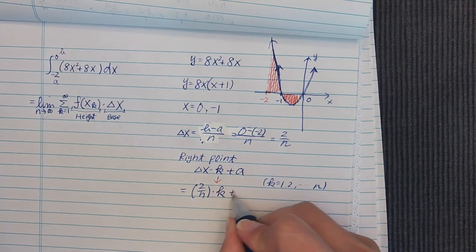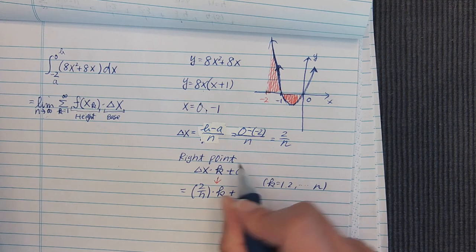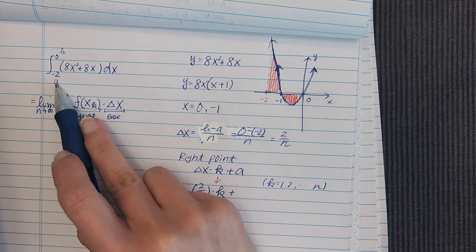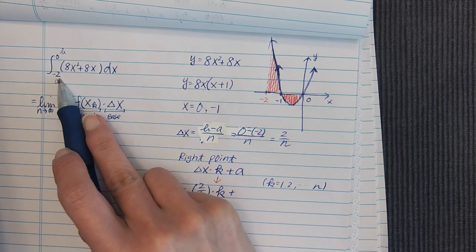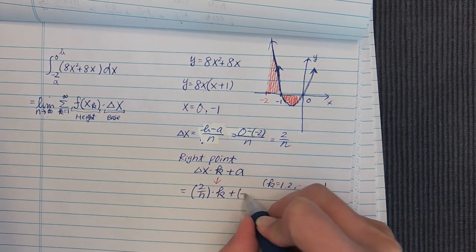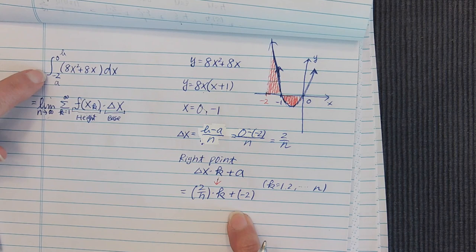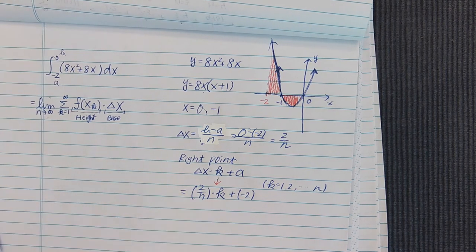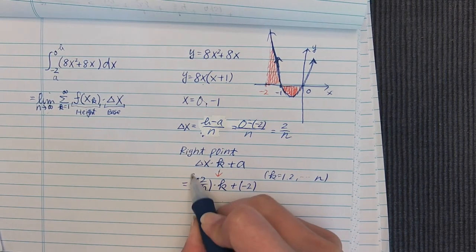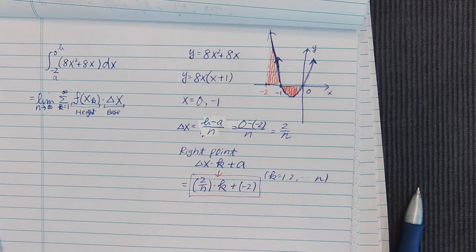Then what's the a in this case? A is negative, right? From a to b. Oh, it's negative 2, right? Make sure a is negative 2, from a to 0. Oh, so right here. That's my right point.